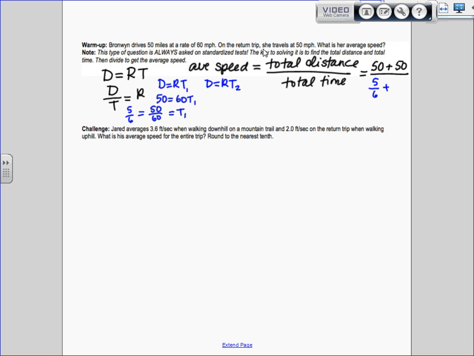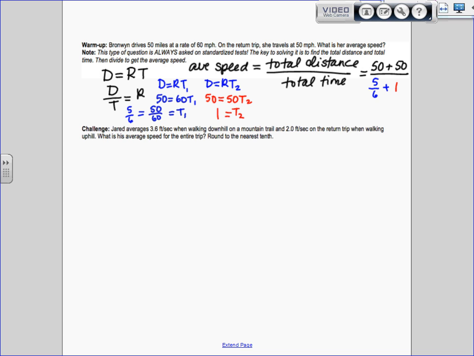Now the other one, distance equals rate times time 2, right? Now she goes 50 miles. We don't know her rate, but we knew that we don't know her time. We know her rate was 60, no, I'm totally messing up. Her rate was 50 miles per hour. So her second time we said was an hour. We knew that one right away. So plus 1. Notice how we have a complex fraction. We have 50 plus 50 over 5/6 plus 1.